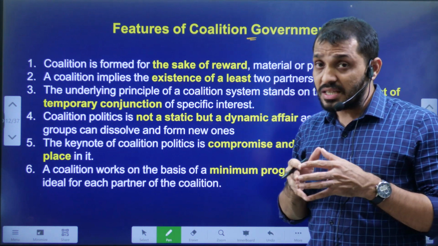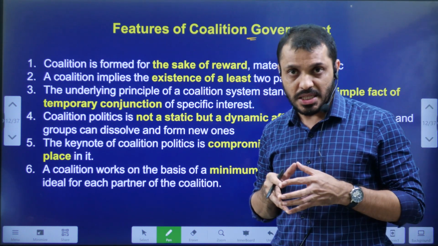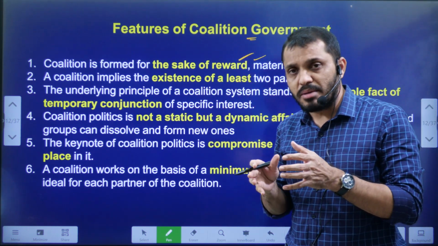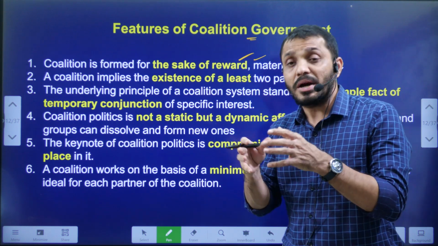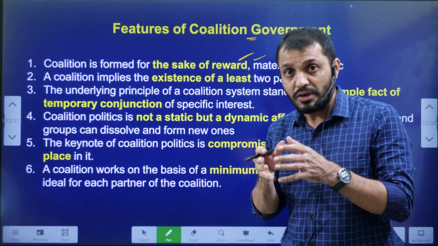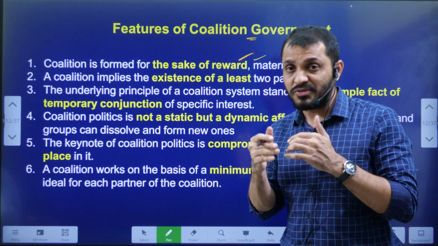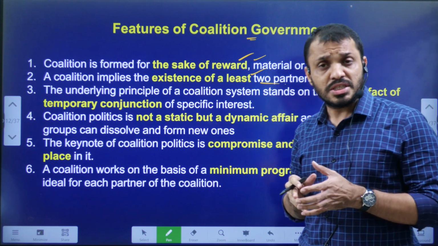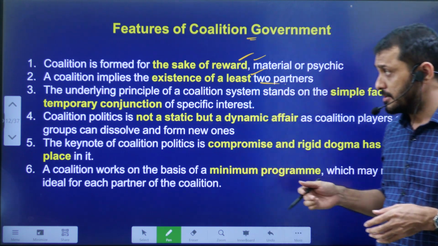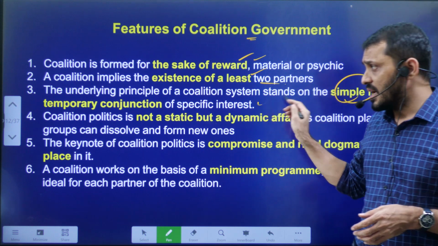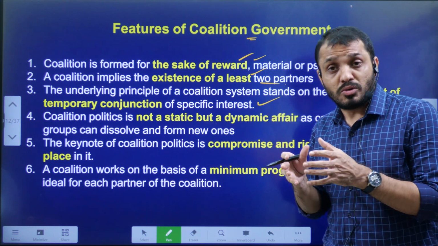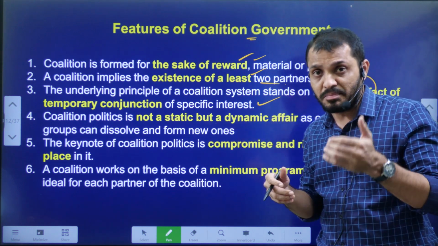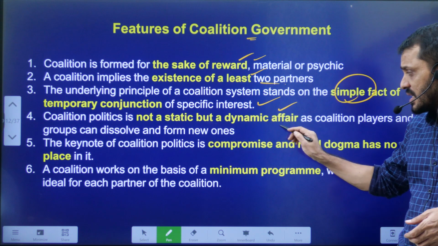Generally, what are the important features of the coalition government? We will see. The first feature is that the coalition is formed on the basis that every partner in the coalition gets a certain kind of reward, in the form of coming into power or seizing the power. Next, a coalition generally consists of two or more political parties. And one more thing is, these coalition political parties group together into one group based on temporary objectives, and it is not static.